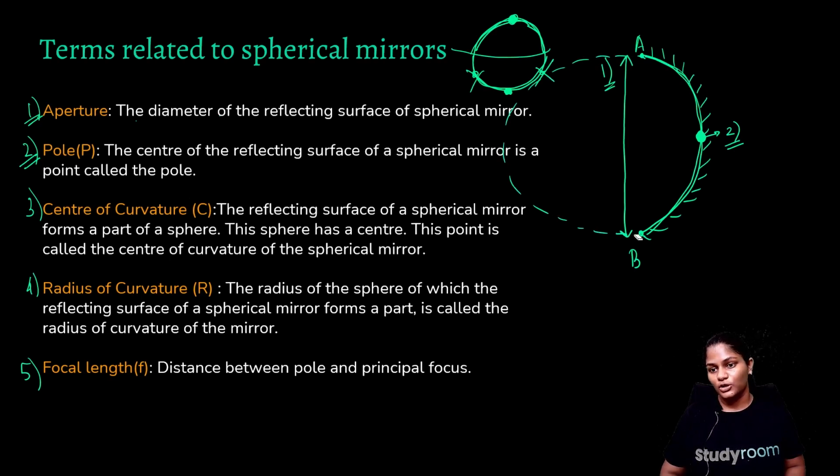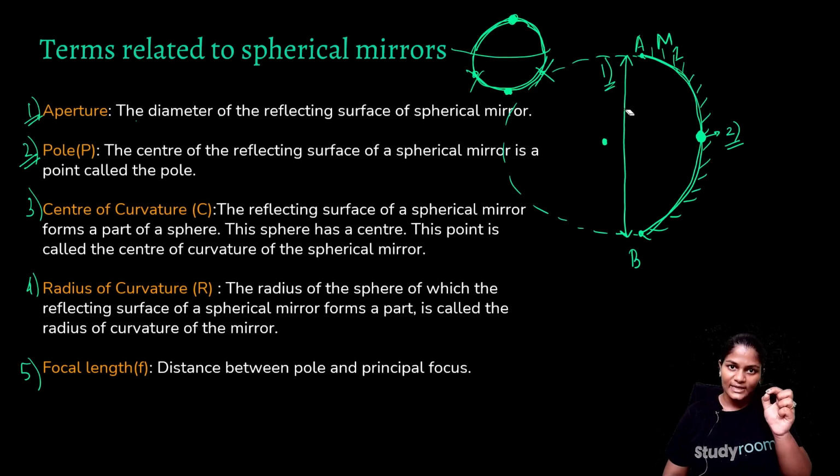My sphere does not look like a sphere at all, but bear with me, you know this is a sphere. So this big sphere from which this mirror, I'm calling this concave mirror M1, has been cut out, that sphere's center is the center of curvature. Every sphere has a center, right? Inside a cricket ball, there is some center somewhere inside, right? That is known as the center of curvature.